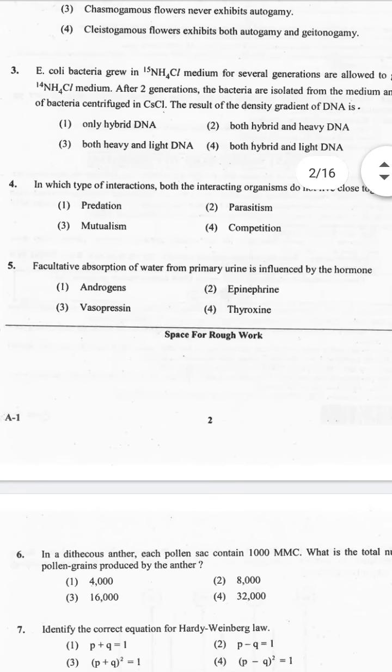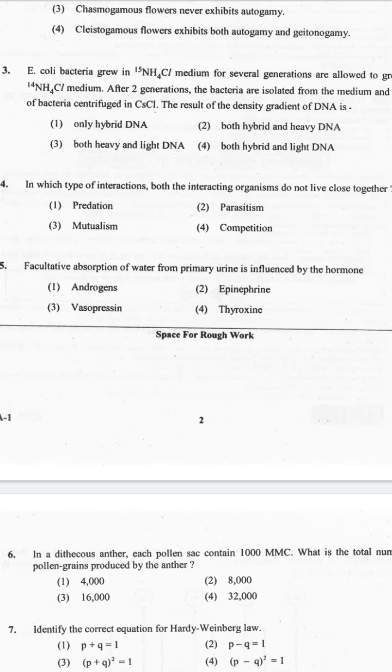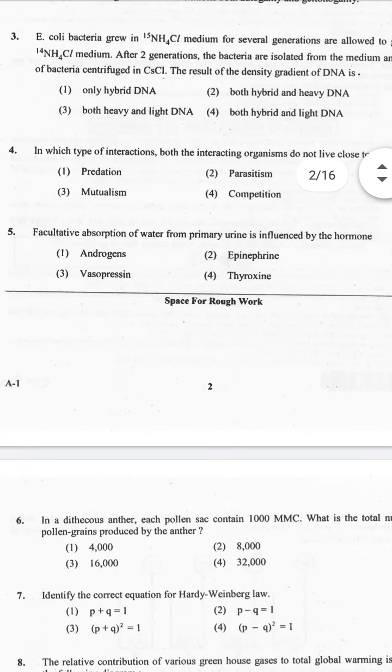Fifth question. Facultative absorption of water from primary urine is influenced by the hormone: option 1, androgens; option 2, epinephrine; option 3, vasopressin; option 4, thyroxine. The correct answer is option 3. Let's discuss this in detail.